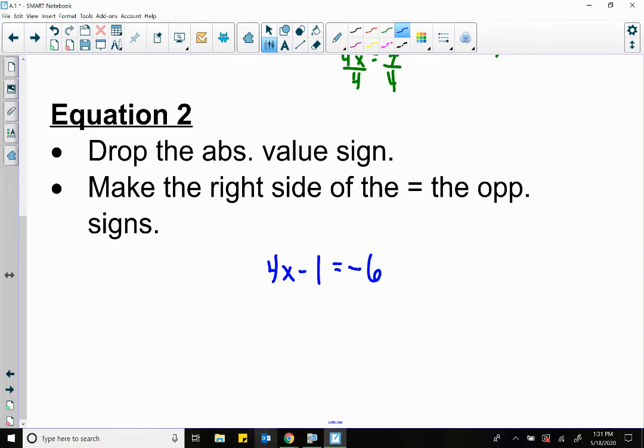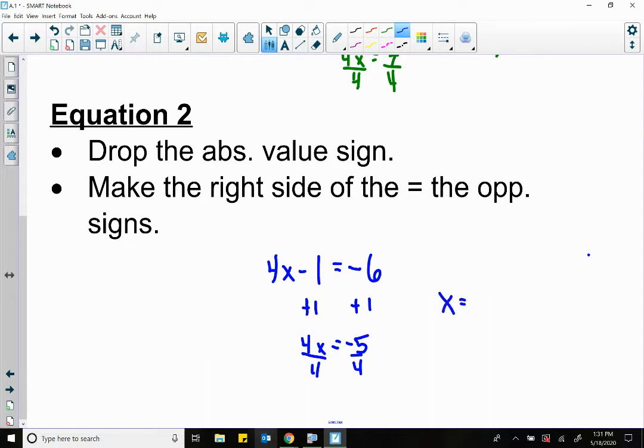That's all you need to do. You set up your two equations and you solve them. Bada bing, bada boom. Okay? So we solve it. So we're going to add 1. That's going to give us 4x equals negative 5. Divide by 4. Divide by 4.